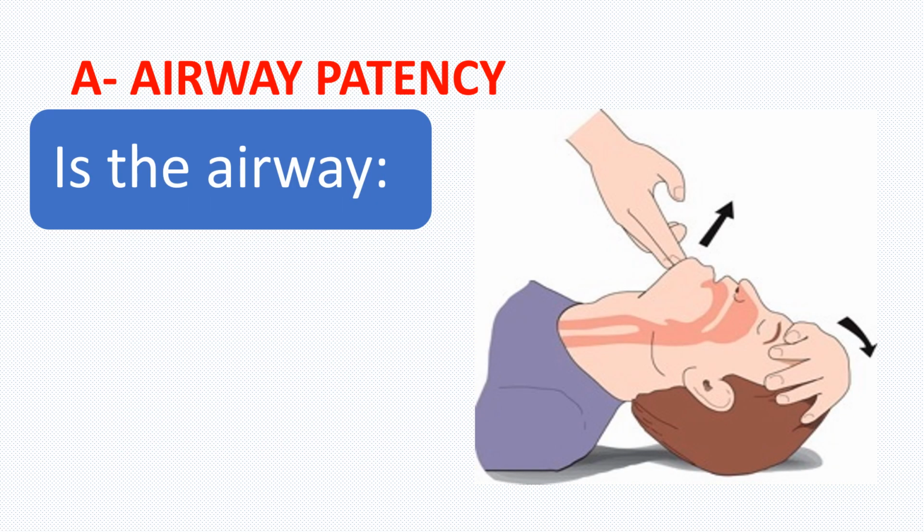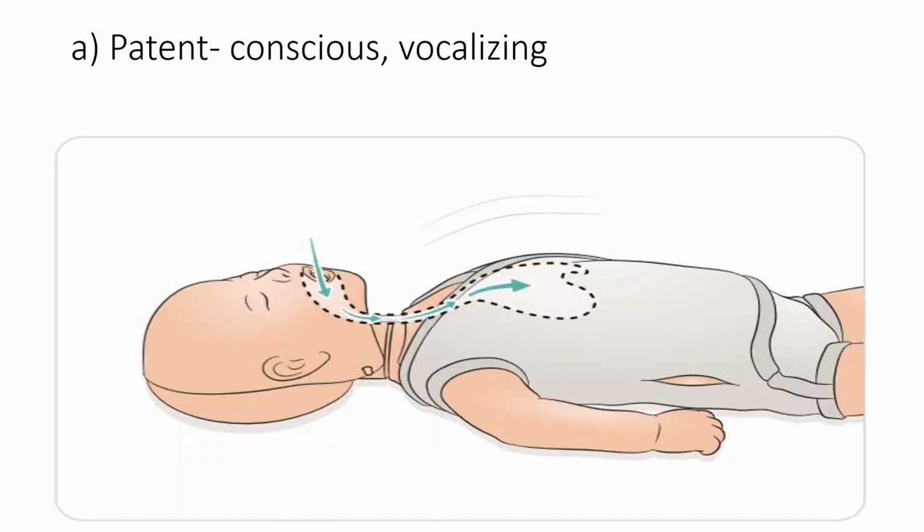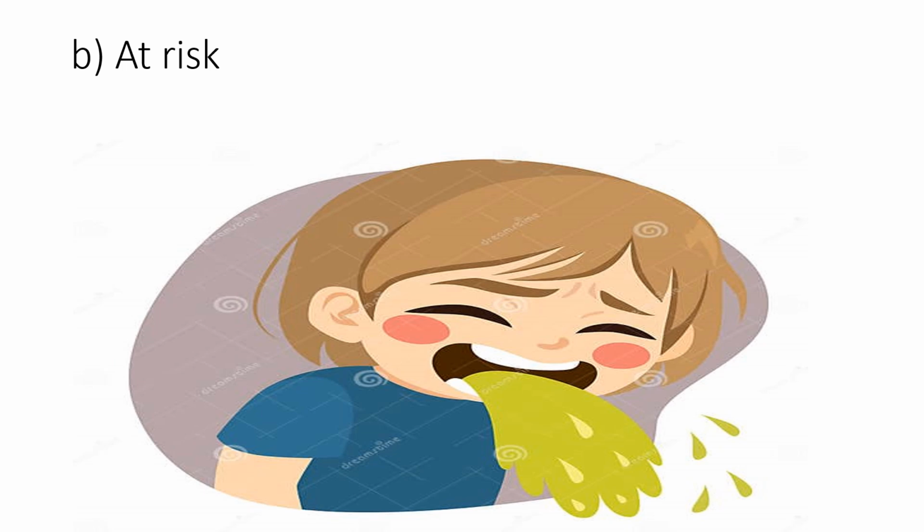So we are starting with the airway. On the airway, we start by assessing the airway patency. So for patency, if your airway is patent, ask yourself, is the child conscious and is the child vocalizing? Is the child's airway at risk?